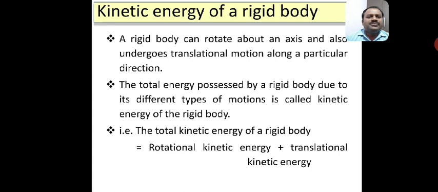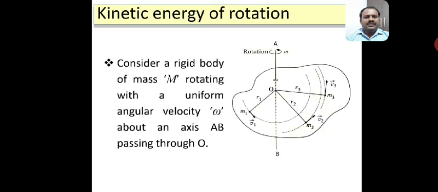As we all know, a rigid body can rotate about an axis and also it can undergo translational motion along a particular direction. Whenever we are talking about the kinetic energy of a rigid body, it is actually the sum of the rotational kinetic energy and the translational kinetic energy. So therefore, first let us try to derive the kinetic energy of rotation of a rigid body.